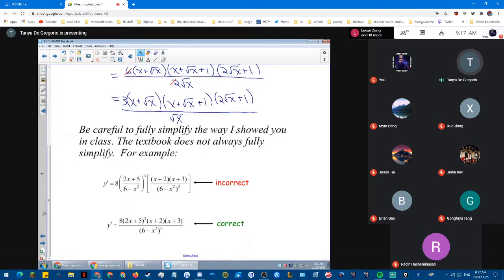So look at this example here. Be careful to fully simplify the way I showed you in class. The textbook does not always do this, so be very careful. For example, the textbook will leave the answer like this. This is actually pulled, I think, from one of your questions. It's going to leave it like that. That's not right. Look at that denominator.